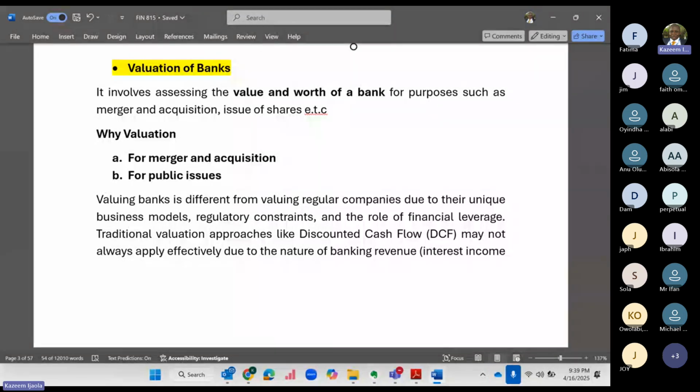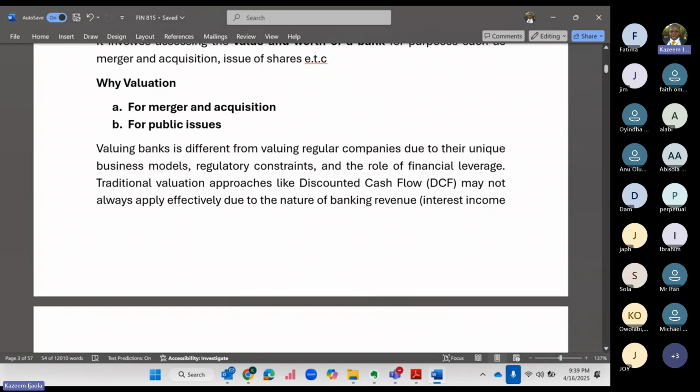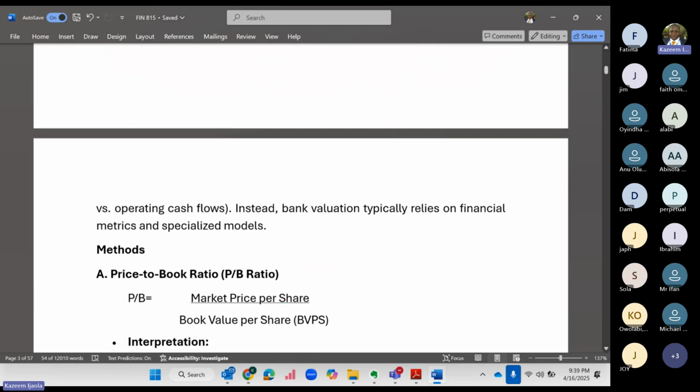So you normally do valuation of banks for two reasons, right? The first one is for a public issue. Anytime you want to issue new shares, you can do your valuations. Or if you want to do a merger and acquisition, you can do your valuation. So those are the two major reasons why you do the valuations of banks. And how we do the valuation of banks is quite different from how we value a normal company, because there are some approaches that you need to take note of when you are valuing banks.